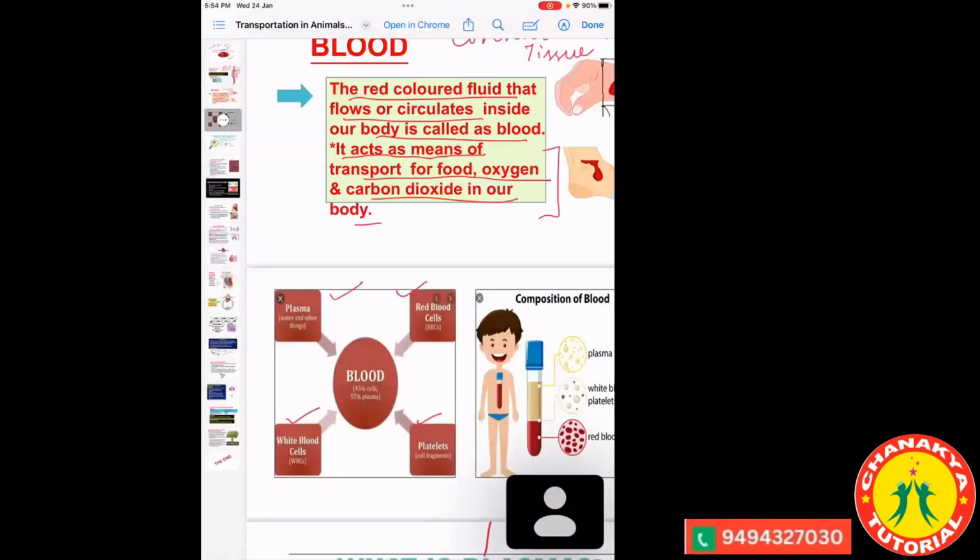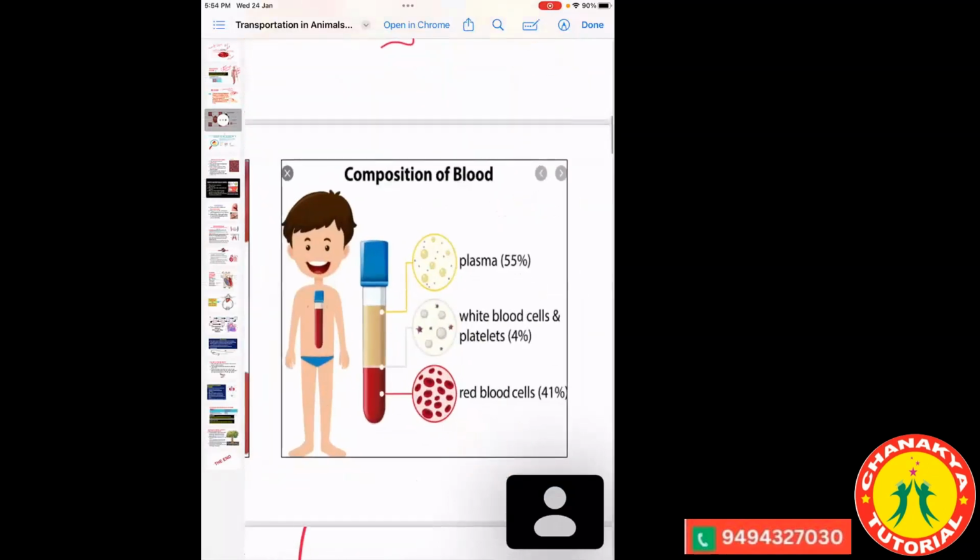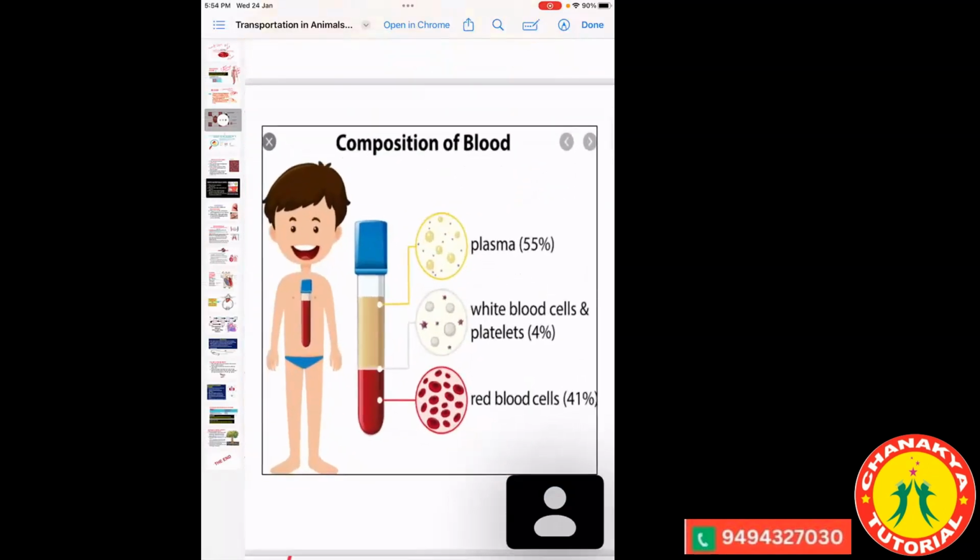These are the four different components of which the blood is made. Now you can see here that from the body of this child, they have taken out the blood. When we take the blood out of the body and keep it for some time, we will be able to see the different layers of it. From the whole blood, the different components got segregated. The one at the bottom is the red blood cells.